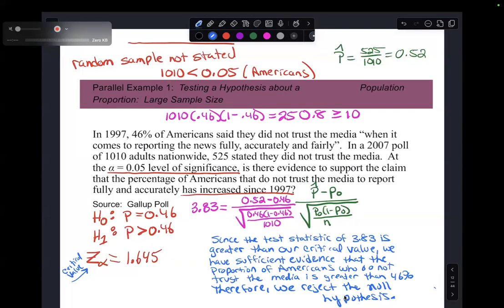I'm okay as long as you justify. I want to hear the words reject or do not reject, or fail to reject. I want to hear those words, but I want you to tell me why. I need you to justify that by saying the test statistic is greater than the critical value, or the p-value is less than the alpha. I need you to justify it, and then I need you to tell me whether you reject or fail to reject. Those are the two pieces of your conclusion that I want.